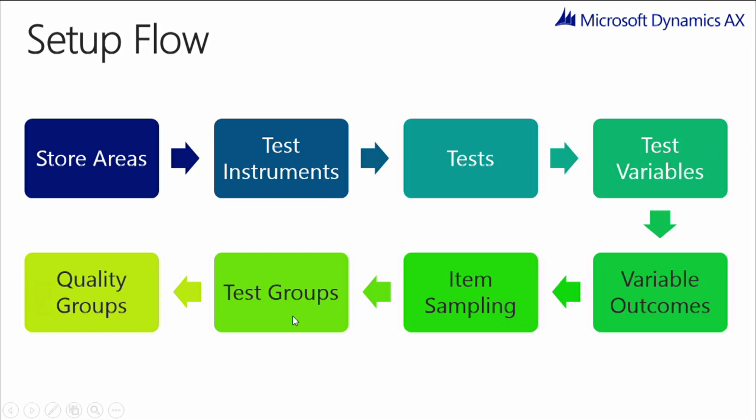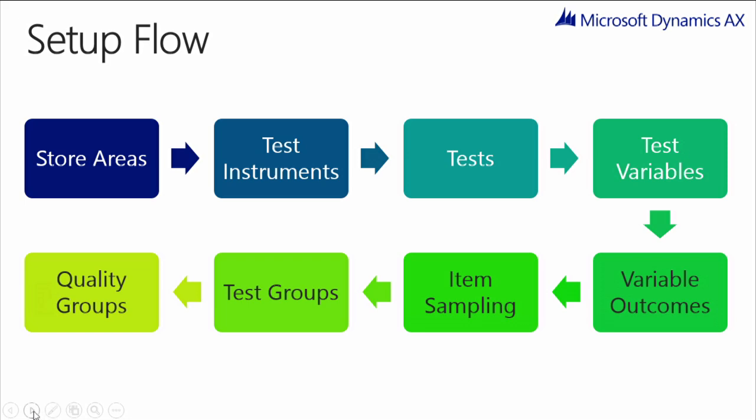Test groups are used to determine which tests should be performed together. And lastly are quality groups. Quality groups are used to determine which items or groups of items should be tested.